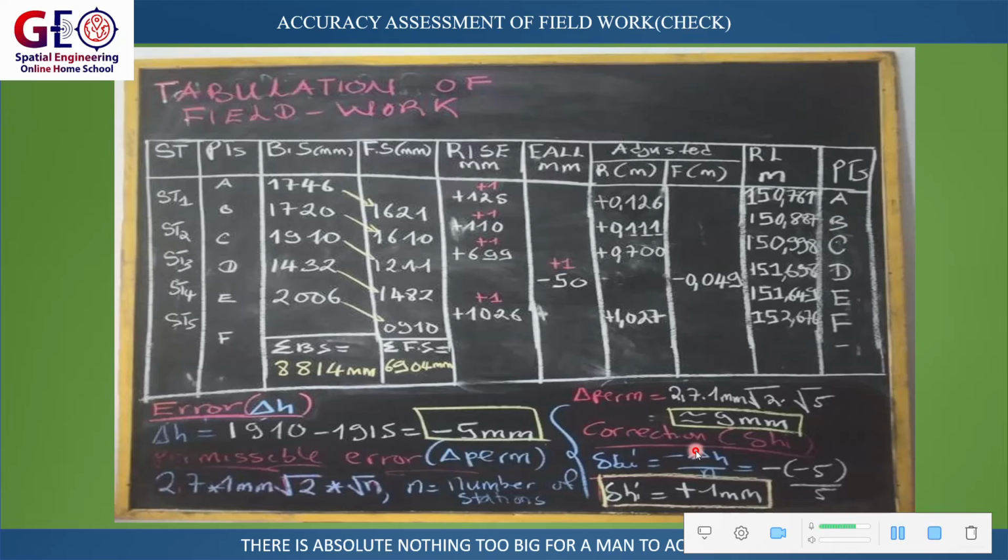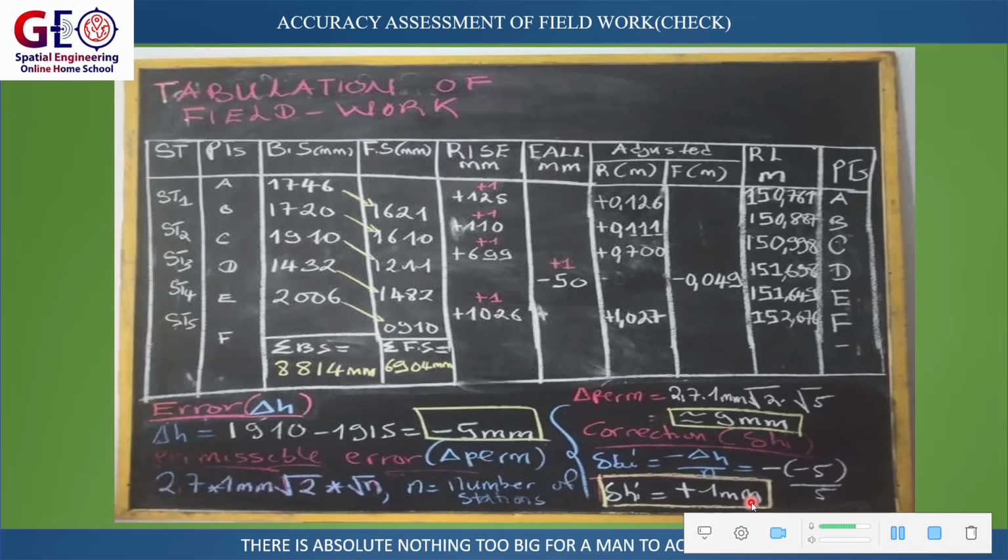There is an assumption that, despite the fact that the error is less than the tolerance, maybe that error of 5 millimeter was generated by one single point or two single points. Now, to make the error more insignificant, what we usually do is spread the error over the entire work. We say correction will be equal to minus delta H divided by n, where minus delta H is the error and n is the number of stations. So we are going to have plus 1 millimeter.